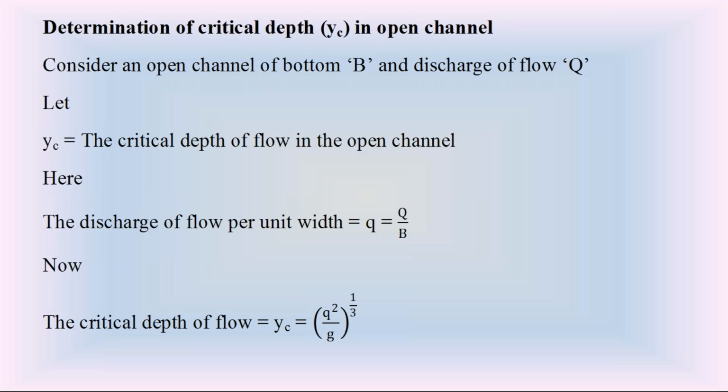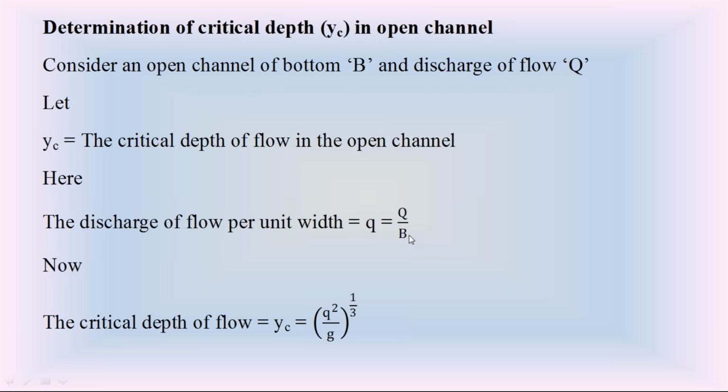So to discuss this determination of Yc, we consider an open channel of bottom width B. Let the discharge of water flow in that open channel be Q. Now in that open channel, which may be artificial or natural, take Yc as the critical depth of flow. In this discussion, Q is called the total discharge of flow, and B is the bottom width.